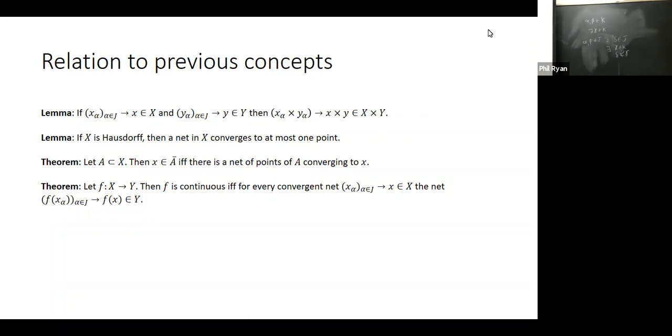So it works well with products, Hausdorffness, closure, and continuous functions. Okay, so let's sort of go there then. If we have a net in X going to some little x and a net in Y going to some little y, why do we get a net going to x cross little y in big X cross Y? Well, we just use the definition.